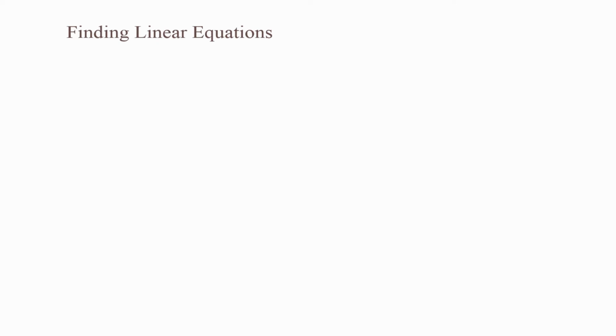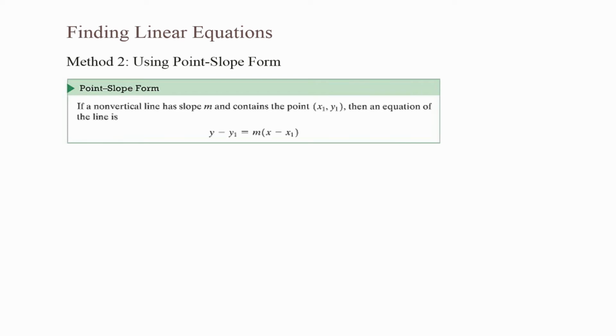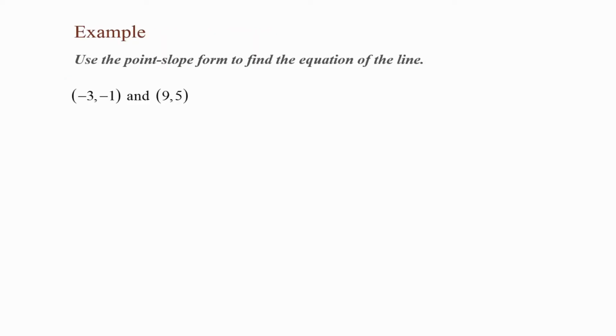Finding linear equations using the point-slope form. If a non-vertical line has a slope m and contains the point (x1, y1), then an equation of the line is y minus y1 equals m times parentheses x minus x1. In this example, we want to use the point-slope form to find the equation of the line that contains the points (-3, -1) and (9, 5).